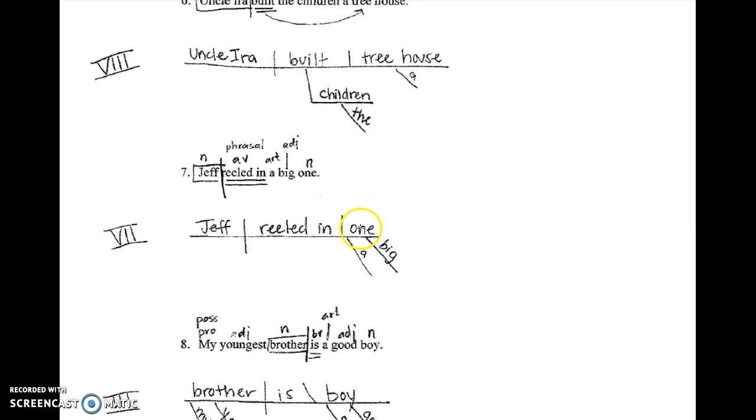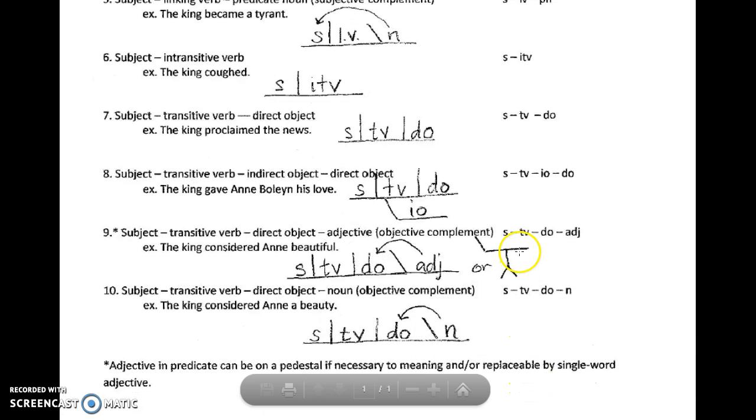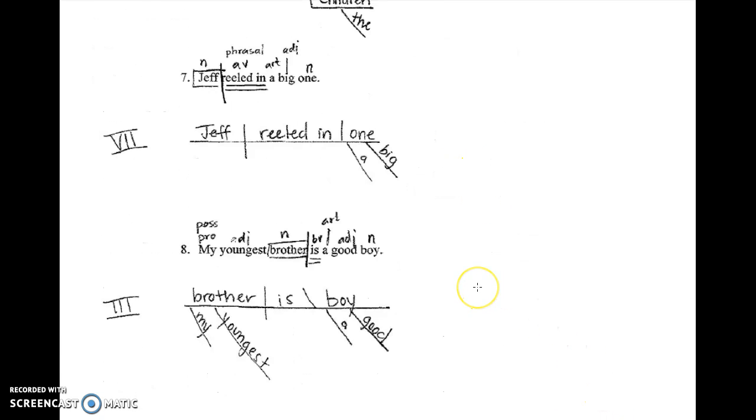And then what is being reeled in is one. So that is receiving the action of the verb. It's the direct object. So here we have subject, transitive verb, and a direct object. And if we go back to our sentence patterns, we see that that fits into sentence pattern 7.